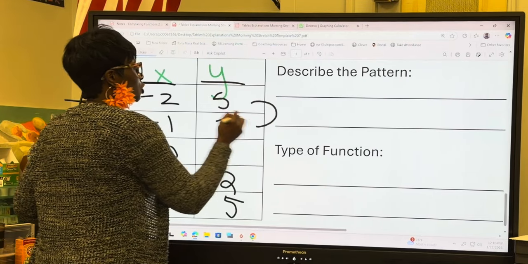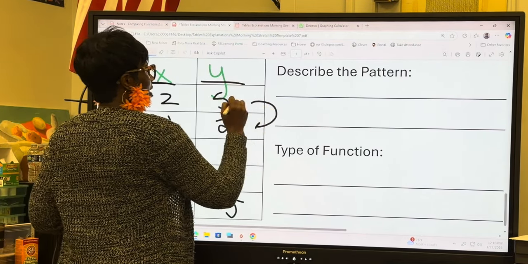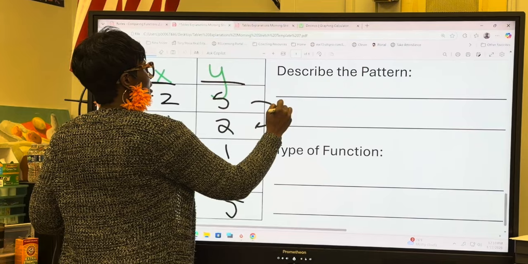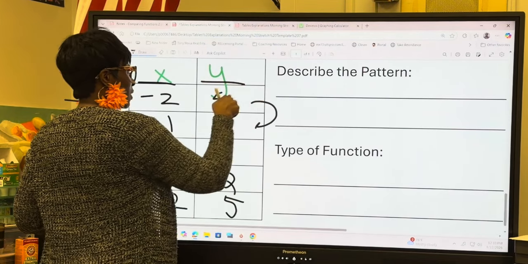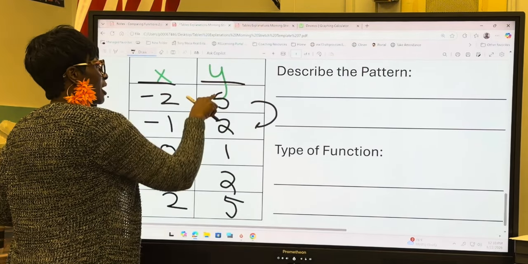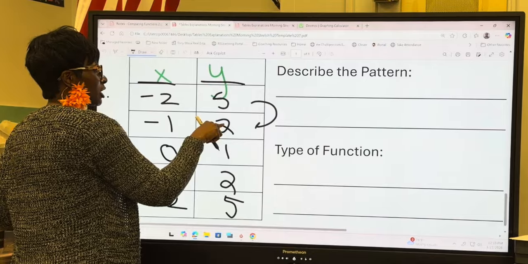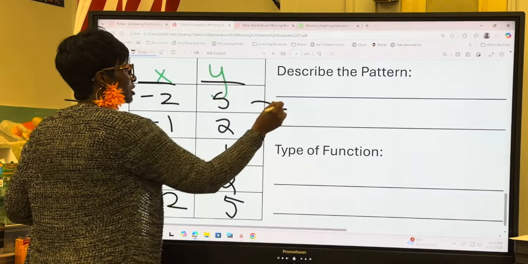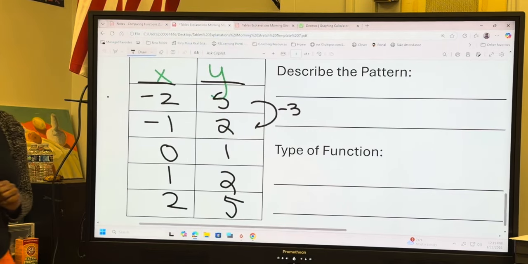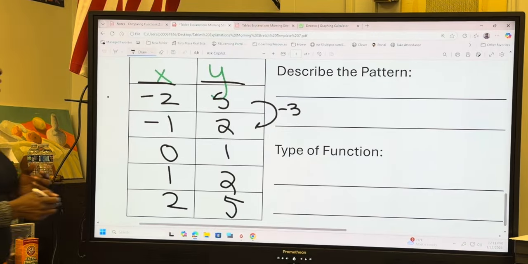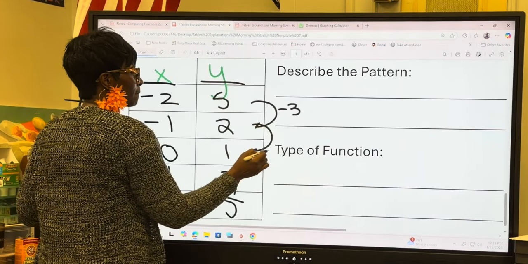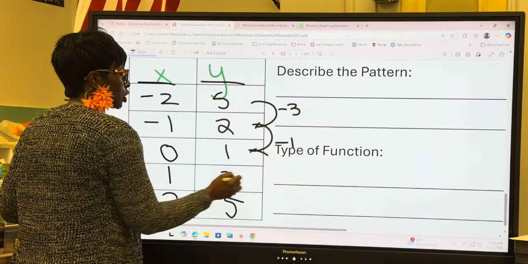From 5 to 2. Is it 3? Yes. So we're going to add 3. So we going this way or we going this way? -3. So to get from 5 to 2, do we increase or decrease? Decrease. How much? 3. This is very important, Salvador. This part is very important. Head up, pen. From 2 to 1?